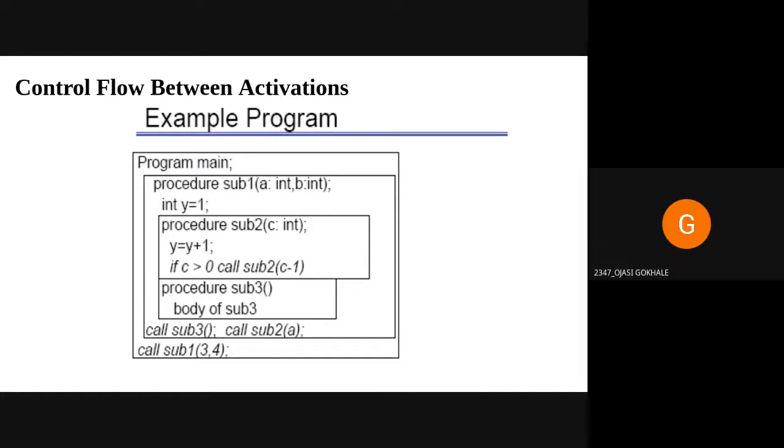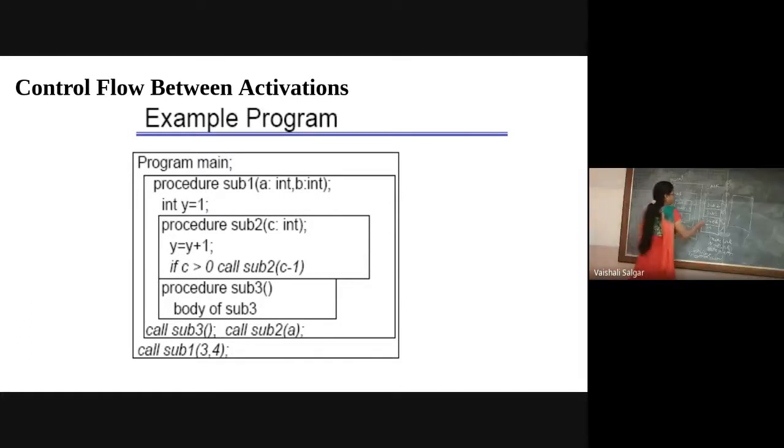Main program. From sub1, there is a link pointer which will point to the activation record of the caller. So it will point to the activation record of the main program.